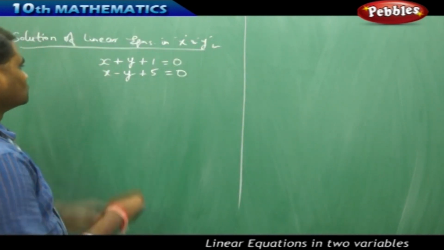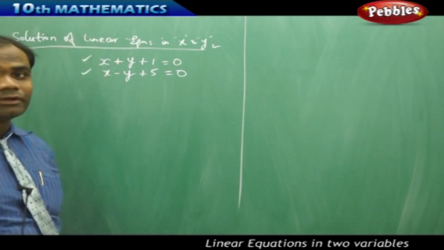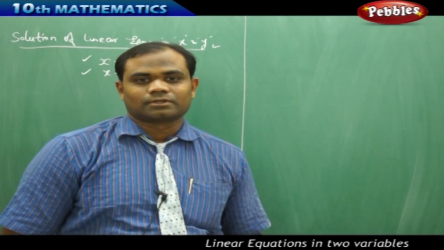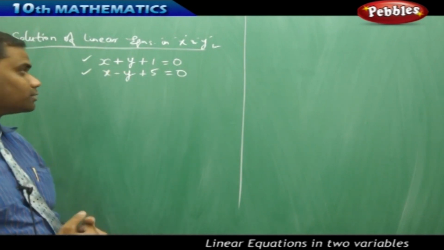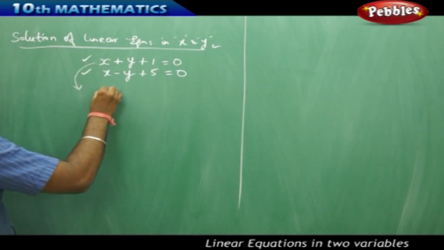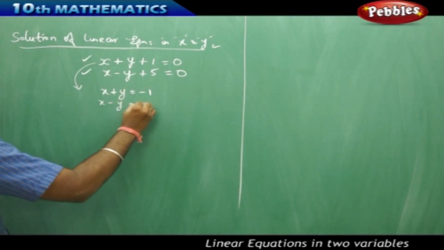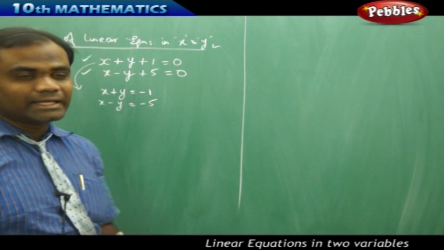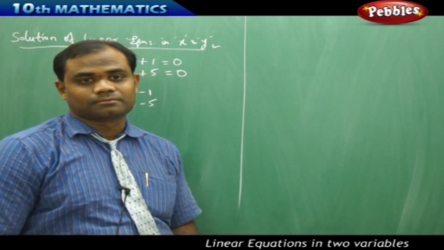So because there are two unknowns, I need two conditions, condition 1 and condition 2, which would yield the solution of the linear equations. Now say for example, I take these two linear equations and I want to find the solution, then I take each of them separately. x plus y equals minus 1 and x minus y equals minus 5. By taking all the constants to the right and all x and y terms to the left, I would like to solve using the simultaneous method.